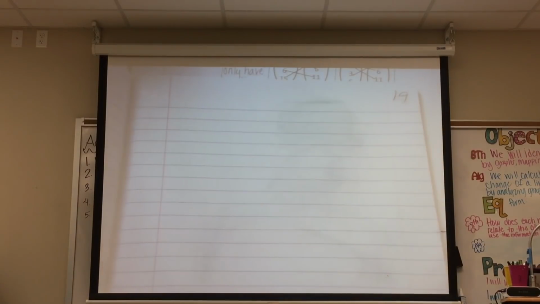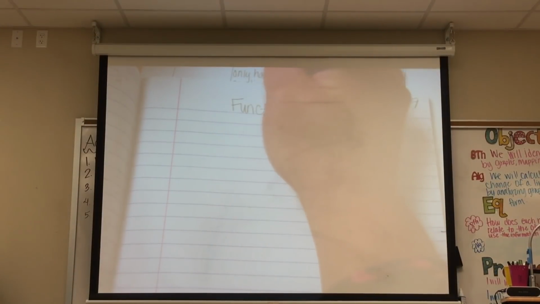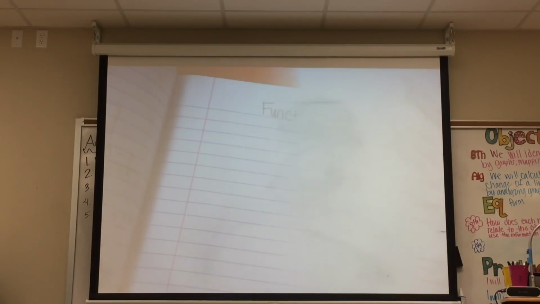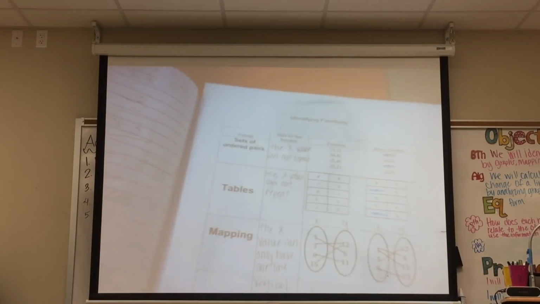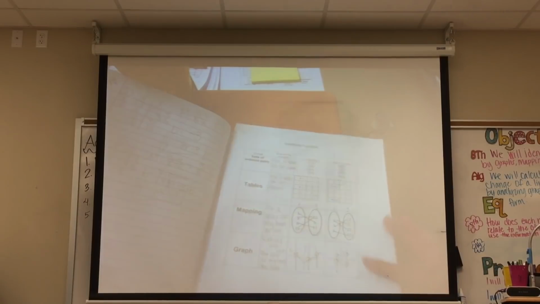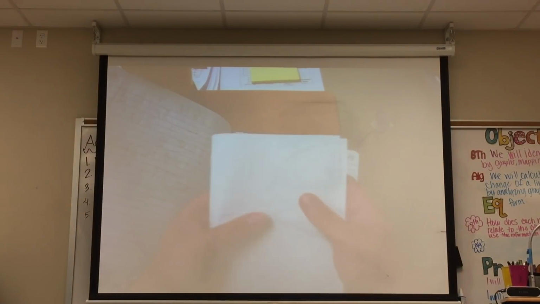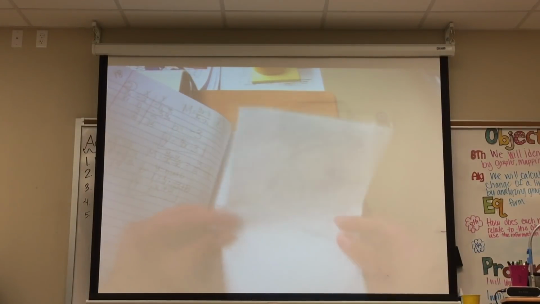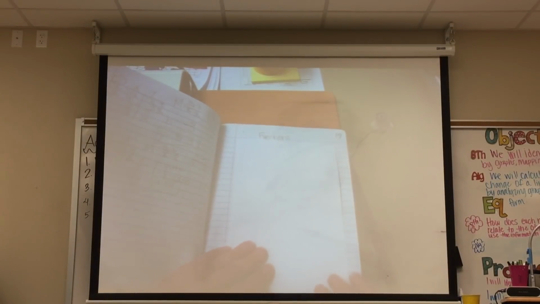Then, if you will turn to page 19, you are going to write functions at the top. You then will take your paper that we just took notes on. You are going to fold it in half. And you are going to glue it on this page.